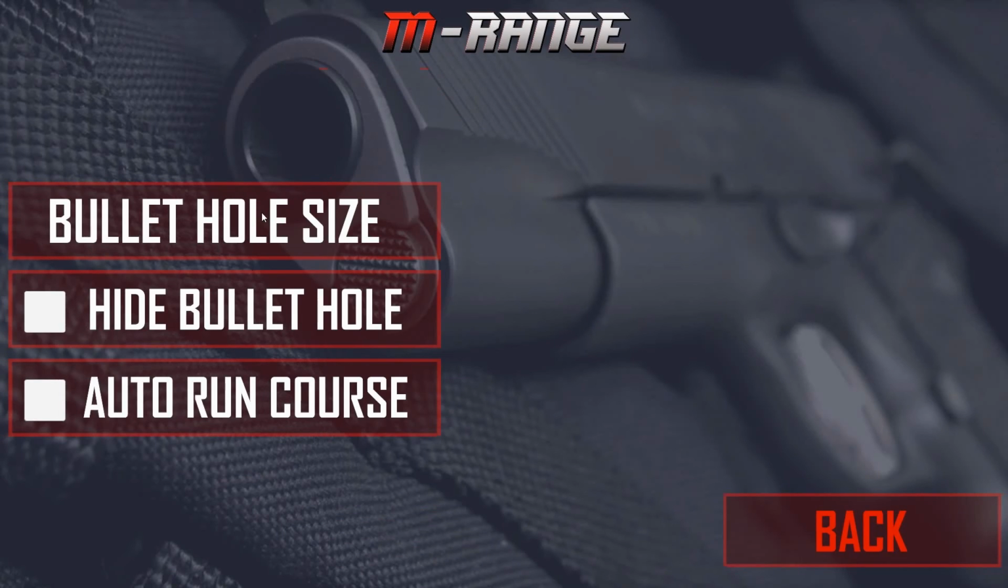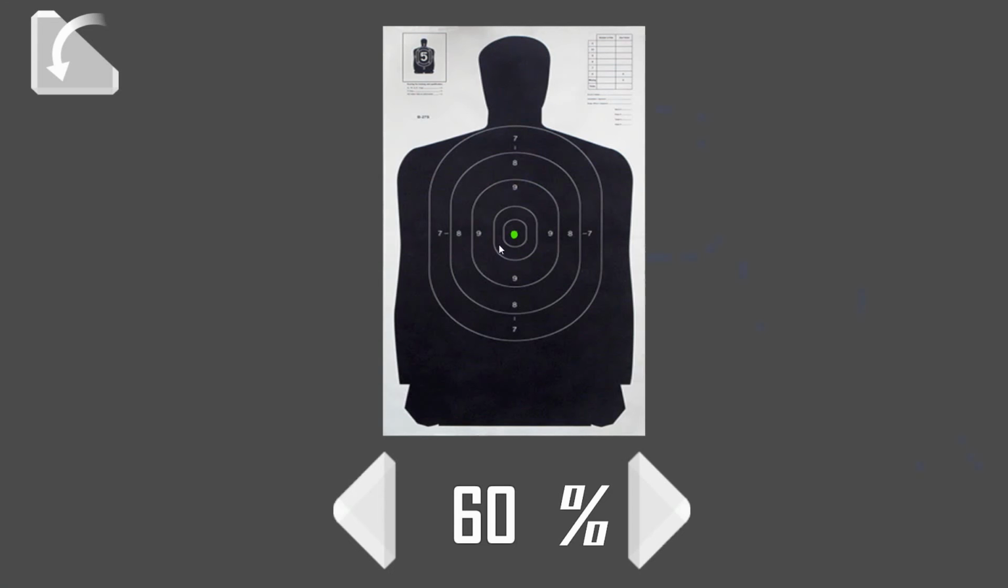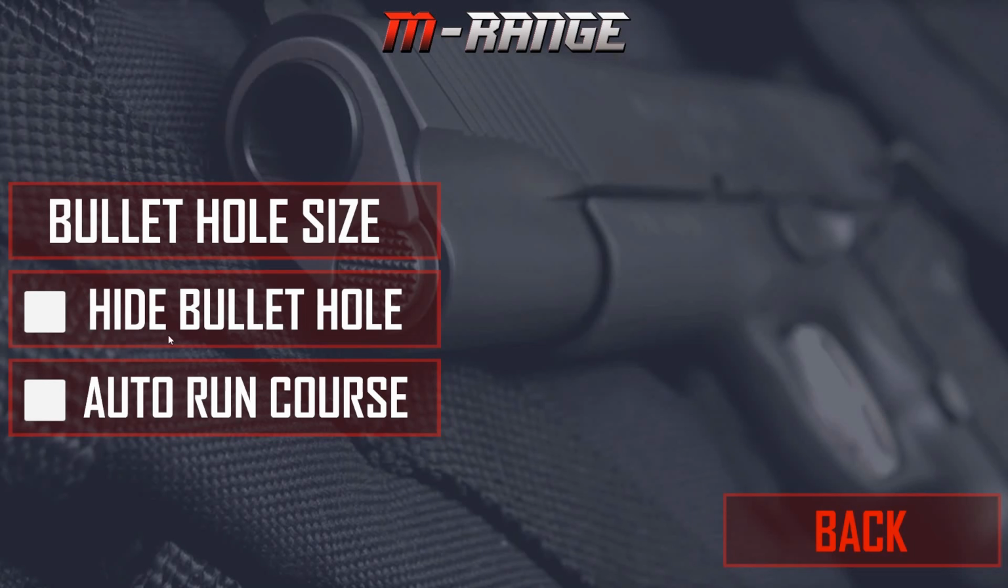Settings here, you can come in and adjust things like the bullet hole size on the target. You can specify a different size as you see fit for visual aspects. You can choose to hide the bullet holes on target and not show them during the drill, or you can also have an auto run. So this is similar to version 1 where it automatically starts.